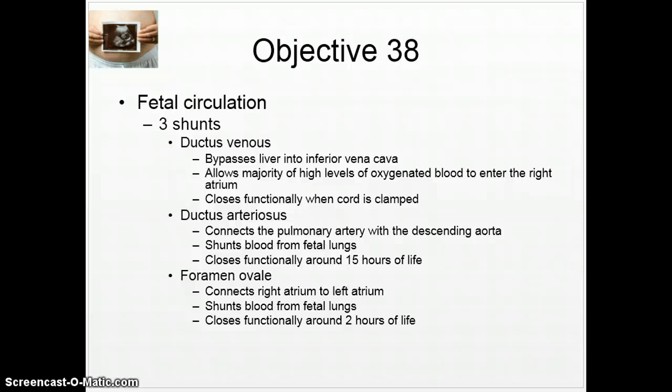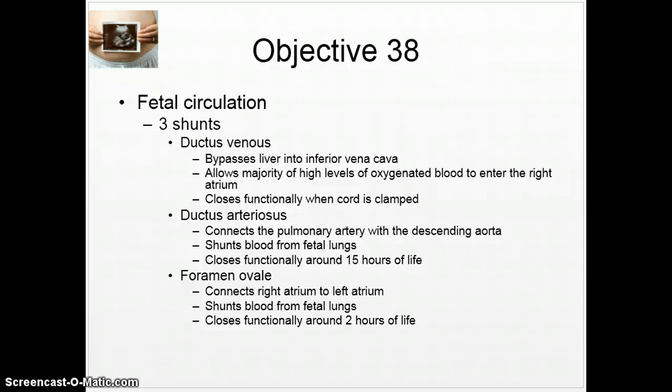Blood circulation in the fetus is different than that in an adult. With fetal circulation, there are 3 shunts that are used. The 3 shunts are the ductus venosus, the foramen ovale, and the ductus arteriosus. The ductus venosus bypasses the liver and dumps blood directly into the inferior vena cava. This allows the majority of the high levels of oxygenated blood to enter into the right atrium. The ductus venosus closes functionally when the cord is clamped by the physician delivering.